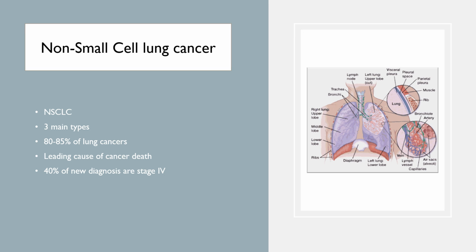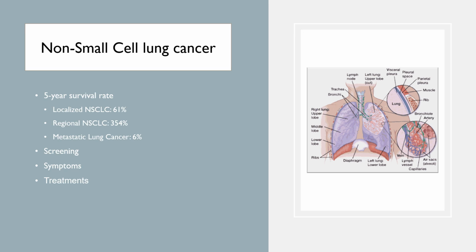It is the leading cause of cancer death. Localized non-small cell lung cancer means that the cancer has not spread outside of the lungs. The 5-year survival rate for individuals who are affected by this is 61%. People with regional non-small cell lung cancer, or cancer that has spread outside of the lungs and into nearby areas, is about 35%. For the people with metastatic lung cancer, or cancer that has spread outside of the lungs and into distant parts of the body, their survival rate is about 6%.